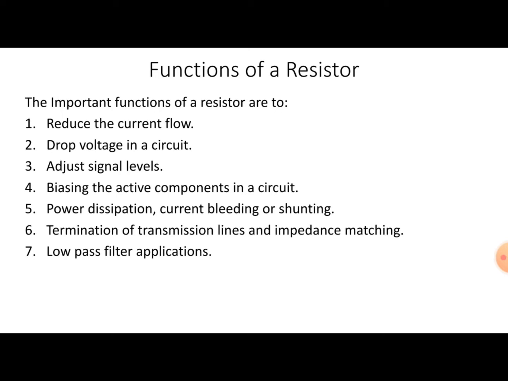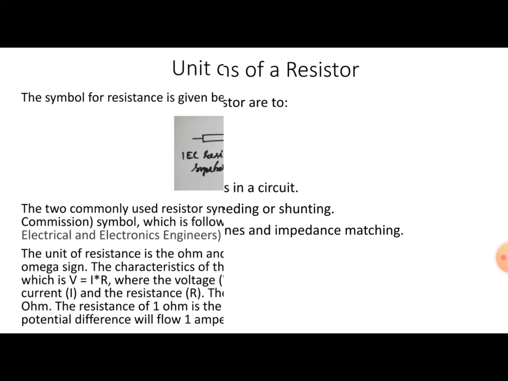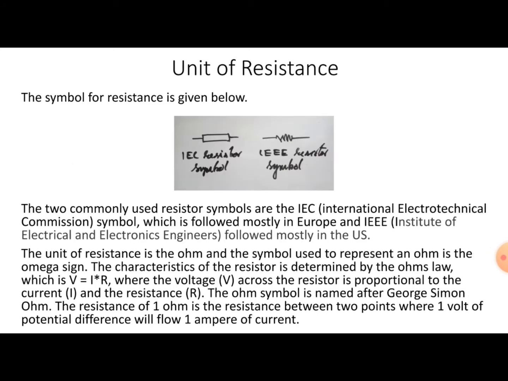Functions of a resistor. The important functions of a resistor are to: 1. Reduce the current flow, 2. Drop voltage in a circuit, 3. Adjust signal levels, 4. Biasing the active components in a circuit, 5. Power dissipation, current bleeding or shunting, 6. Termination of transmission lines and impedance matching, 7. Low pass filter applications.